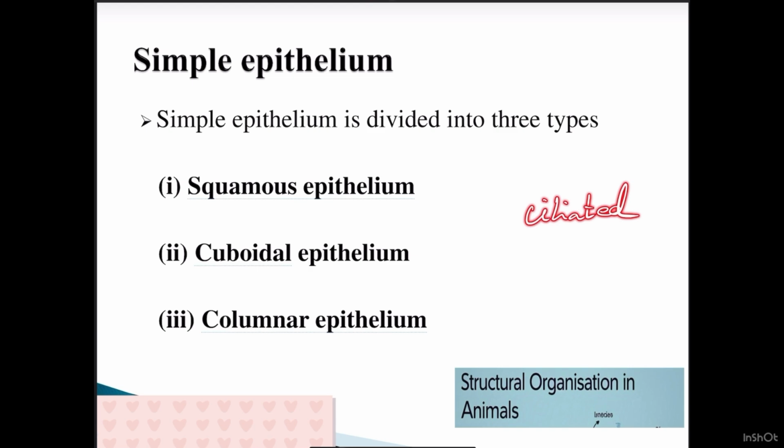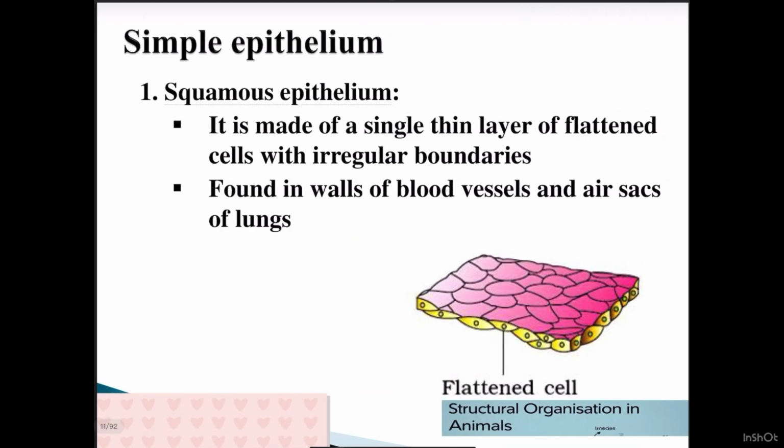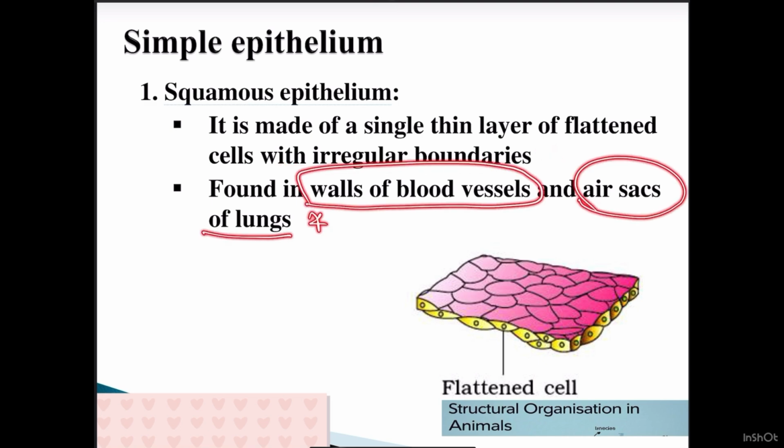Ciliated epithelial tissue. Done. Now let us have an idea. Under simple epithelial tissue, we are going to discuss squamous epithelial tissue. Squamous epithelial tissue is made up of a single layer of flattened cells with irregular boundaries. Found in the walls of the blood vessels and air sacs of lungs, meaning alveoli.